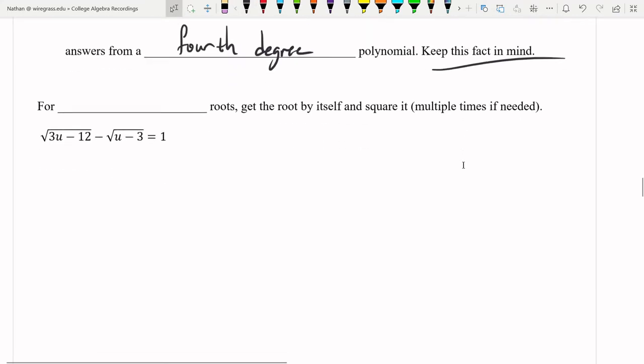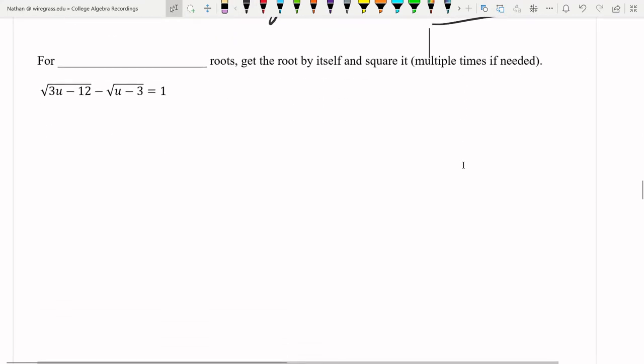Okay, for the next one, we're going to look at radicals here. And for this one, we're looking at specifically square roots. And the way we can solve these is getting the root by itself and squaring it. That cancels the square root, and then we can continue. And we may have to do it multiple times, like in this problem we're going to have to do.